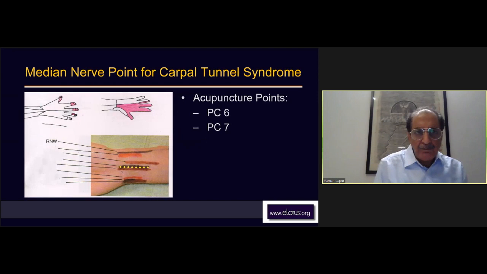Then we come to the median nerve points for carpal tunnel syndrome. Now, carpal tunnel syndrome is a problem which is widespread. A lot of patients will be coming to us also. A lot of patients come even after failed surgeries for carpal tunnel syndrome with no results, and the relief having lasted very short. And most of the patients who come to us will complain of pain, and particularly at night, they will complain of acute numbness developing.